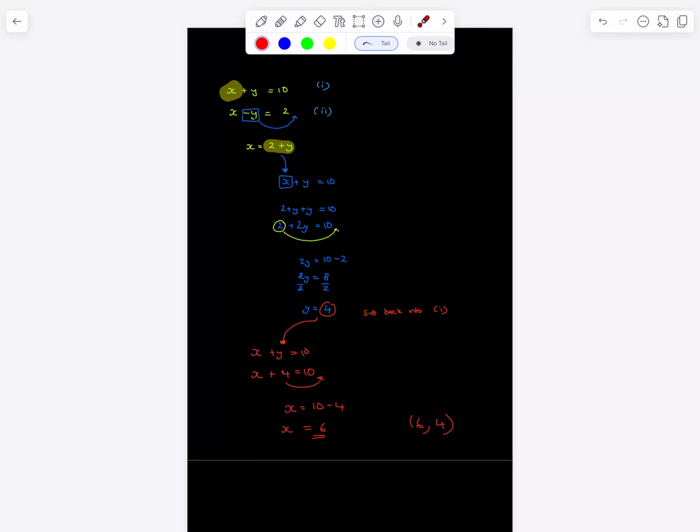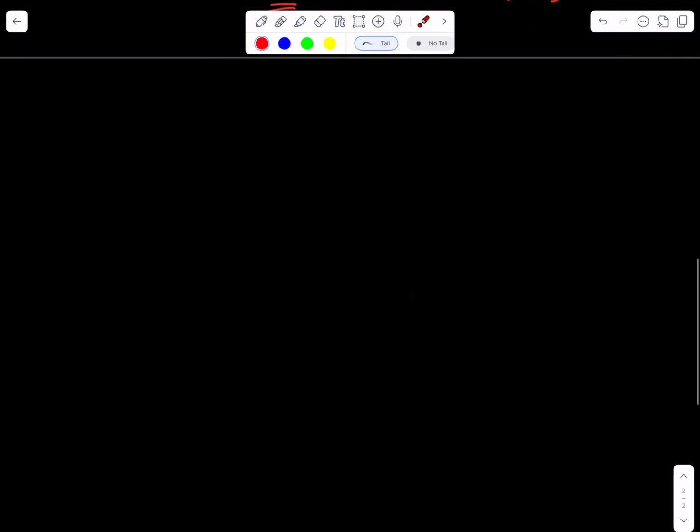Okay, let's do a few more. Let's go a bit harder. So let's do another one together. So this time, let's say my first equation is, let's use the pen, 2x plus y equals 11. And my second equation is x minus y equals 1.